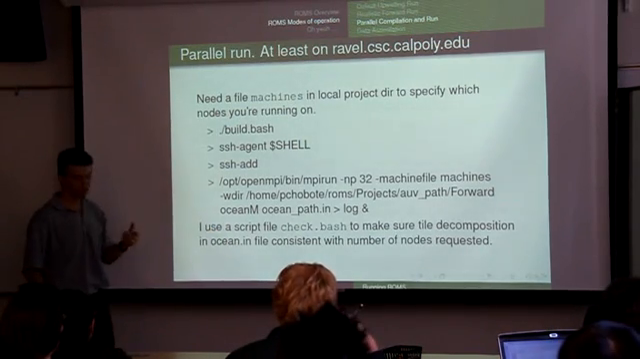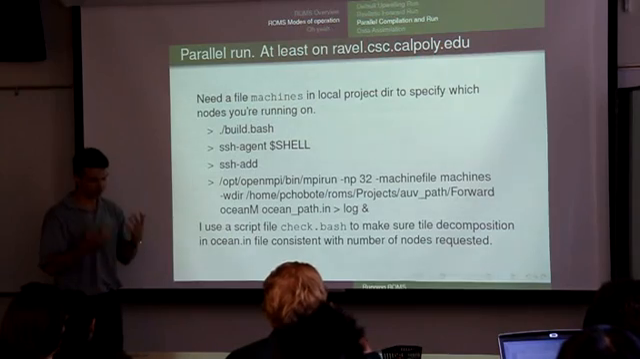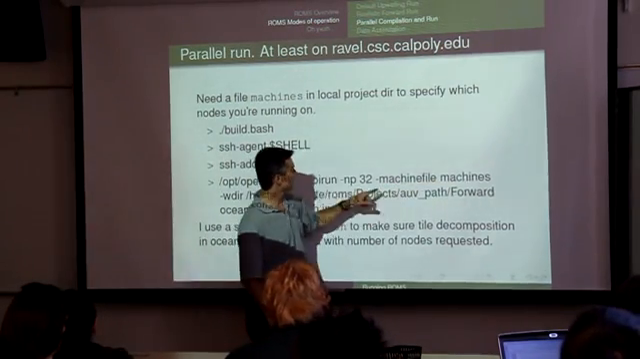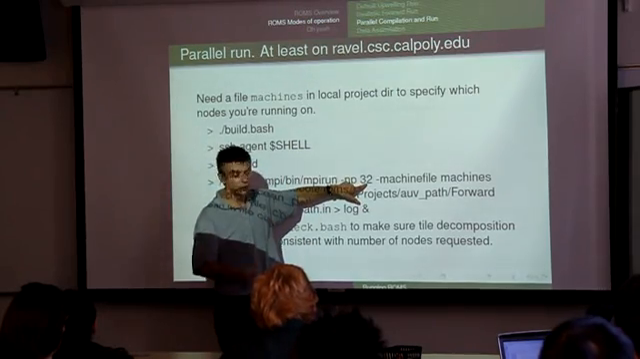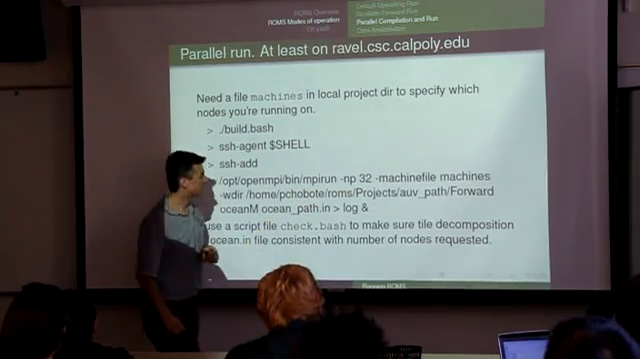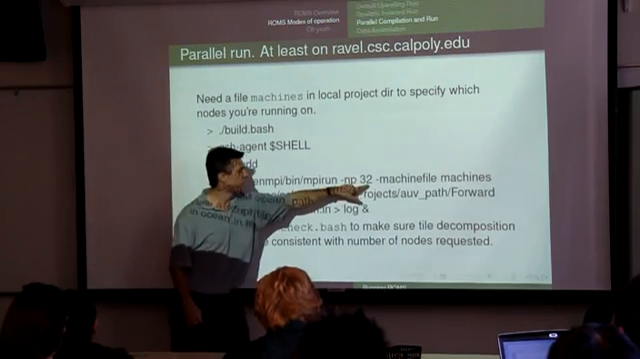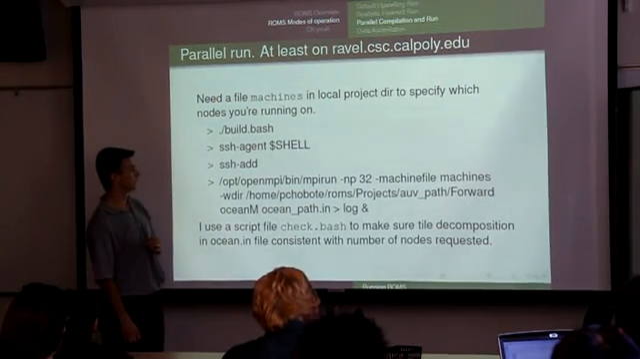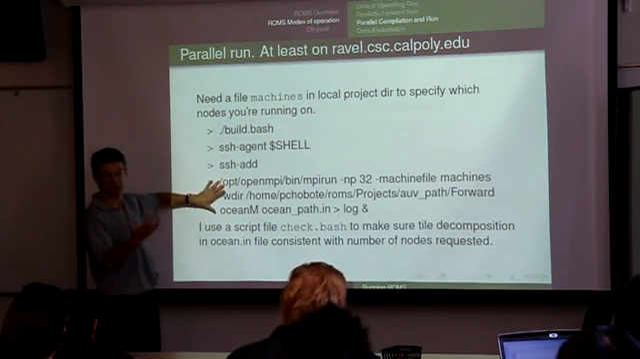And each machine, you know, it's got all these nodes, and each node has 4 processors. So in this file, I have the names of 8 different machines on the Ravel cluster. And so 8 times 4 is 32. So I'm requesting 32 processors. And so anyhow, it's a little bit more involved.